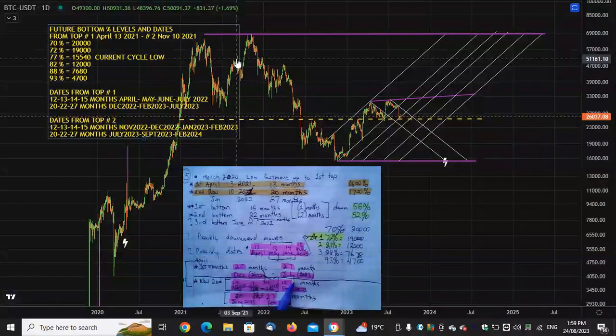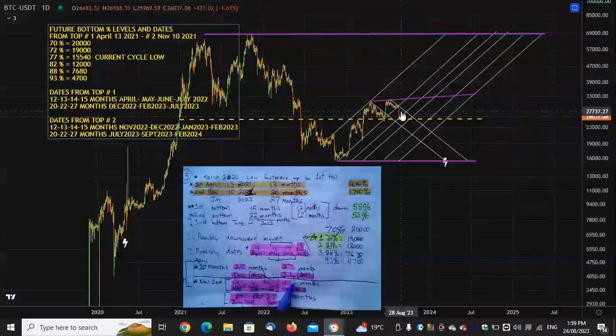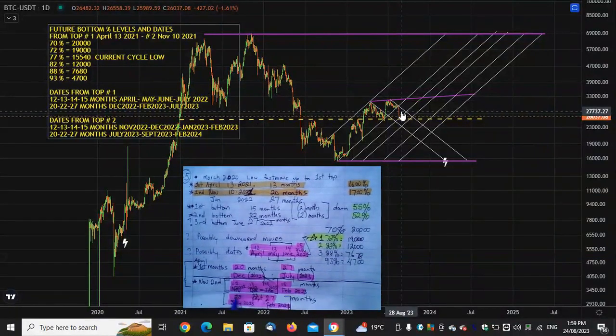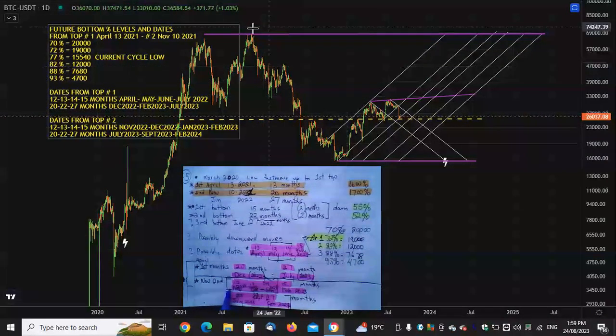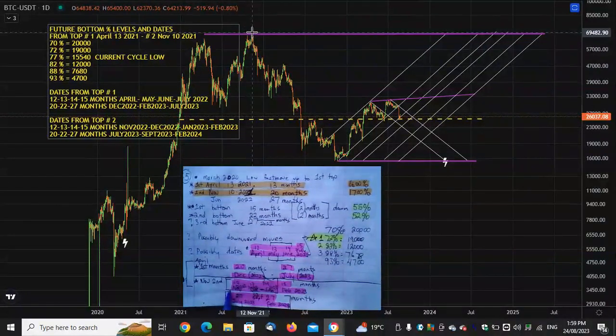And again, back here, our August top and then our pullback. So watch these cycles. Anyways, let's move forward. Now from our second top, let's go take a look at our sequence again.